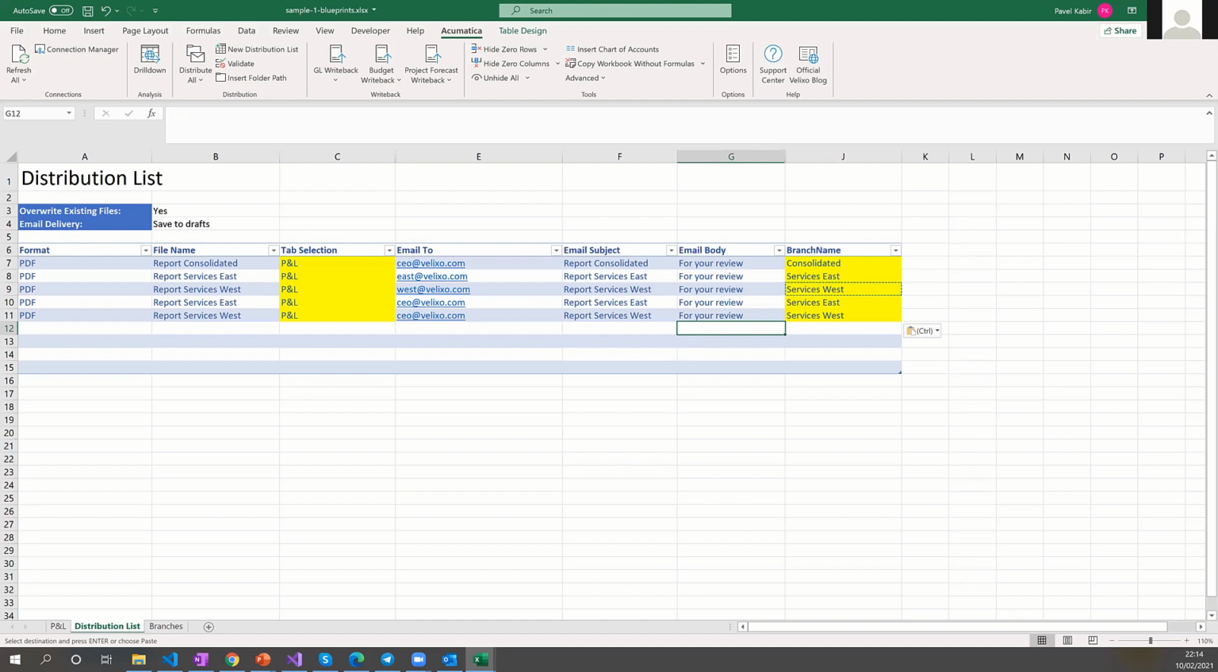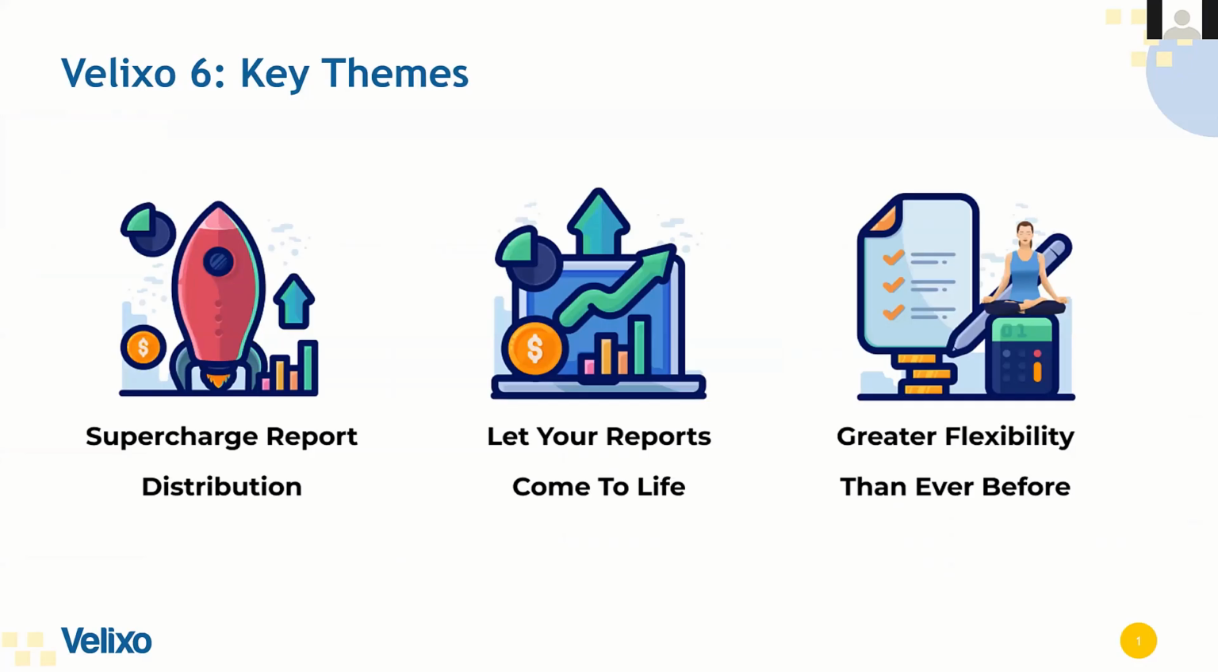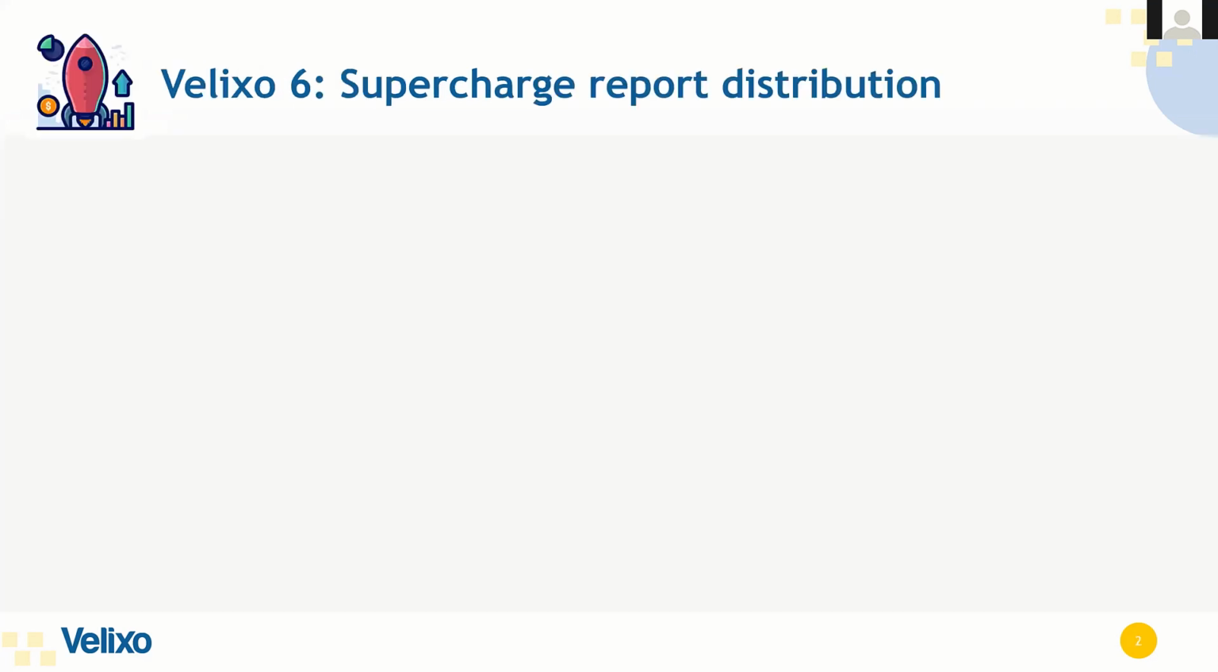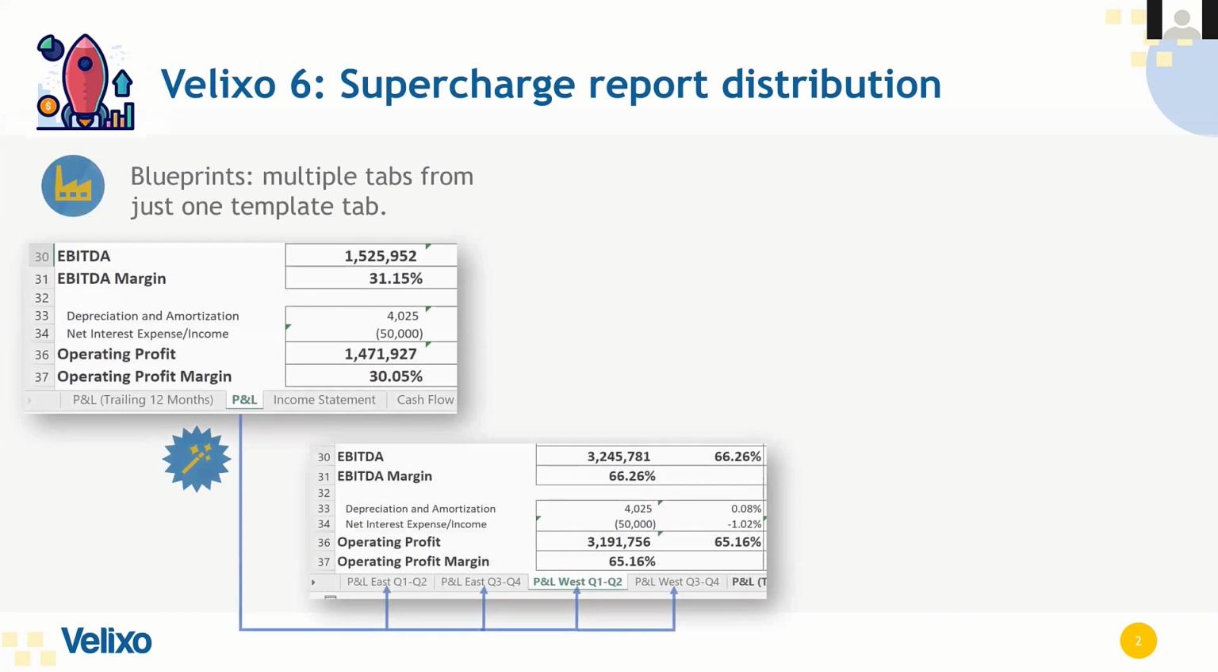So in other words, so far, when running report distribution, a given tab in the source file, like the P&L tab in our example, could only produce exactly one tab in the resulting file, no more. And I'm excited to say that this limitation has been mitigated. Enter the blueprints feature. It enables you, by leveraging a special syntax for tab selection, to generate multiple tabs in the resulting file from just one tab in the source file. Let's see how it works.